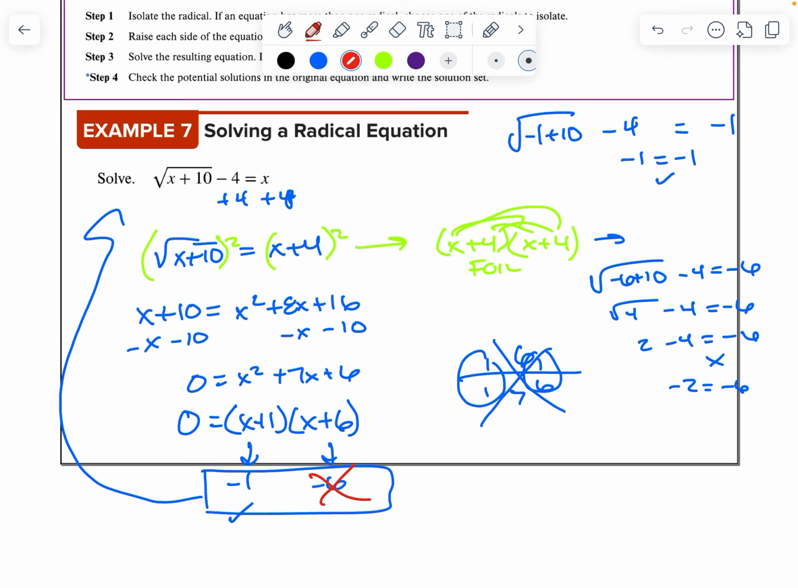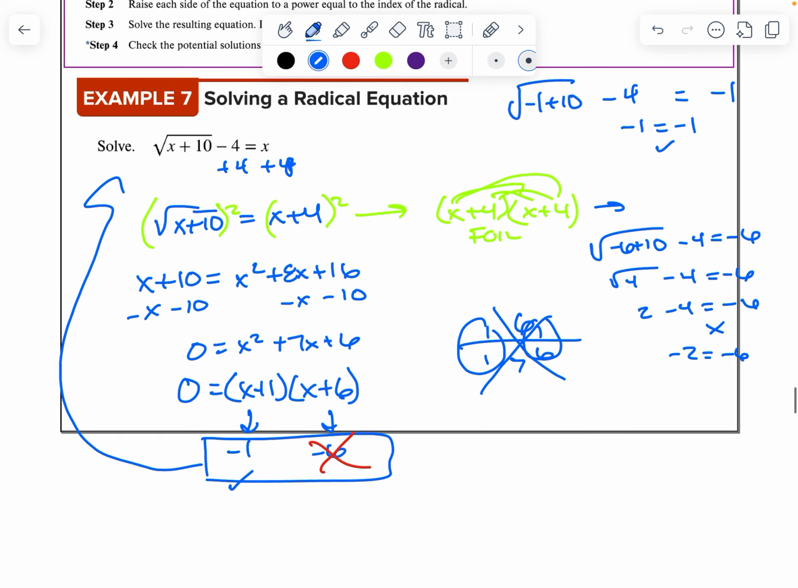Odds are on these, you're pretty much almost always going to have one solution that does not work. If you get 2 solutions, one of them won't work. That happens a lot. Sometimes they will both work, but a lot of times they do not.